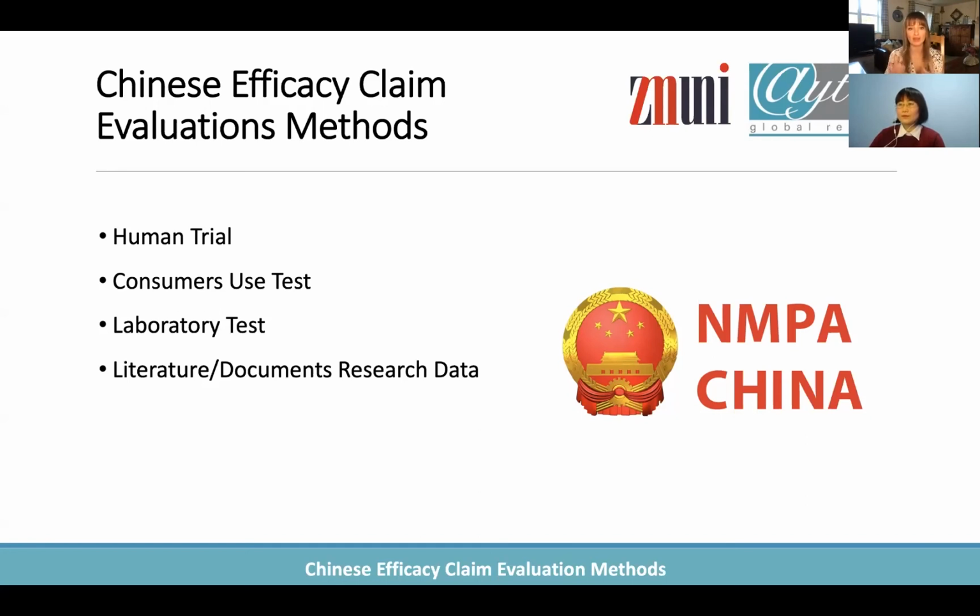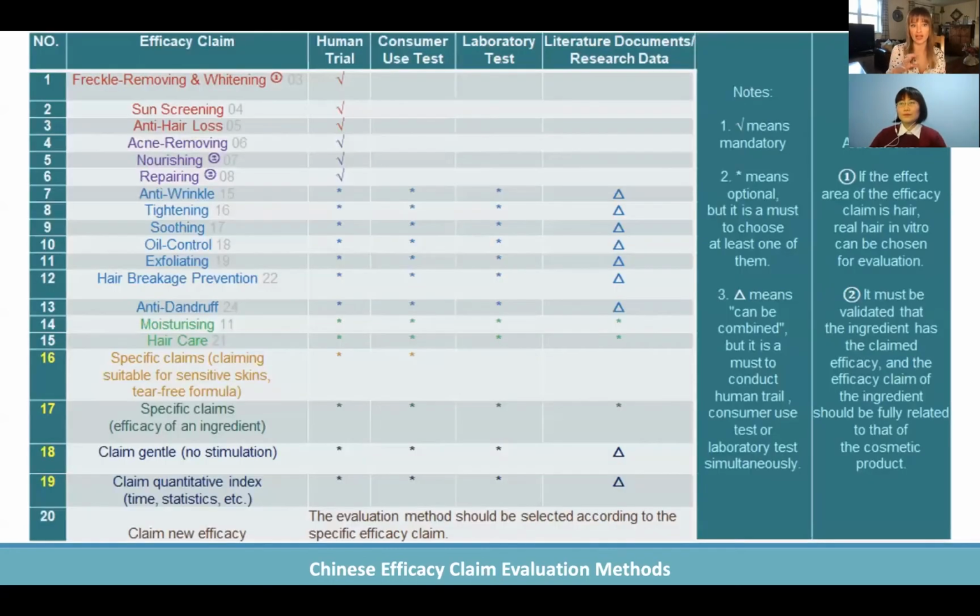And then you have literature or document research data. This could be an ingredient claim, and there may be lots and lots of literature already existing out there. But there's this great table that Luna's put together, which breaks down, for the different claims, what type of testing can be used. So can you explain the symbols and everything here, Luna?